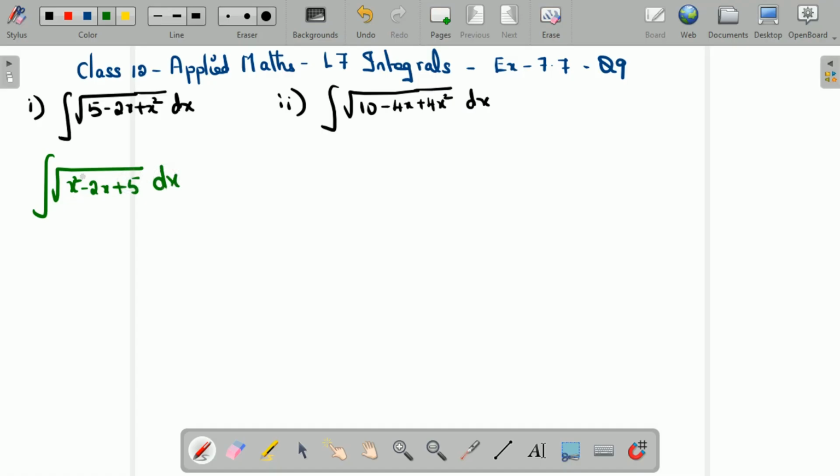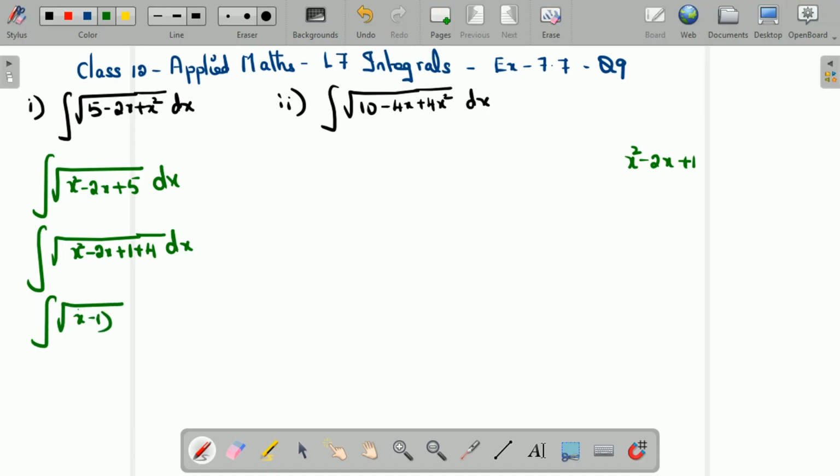So I'm going to finish this as a perfect square. So we know that x squared minus 2x means I need a plus 1 to be a perfect square. So I'm going to break this 5 as 1 plus 4. So this becomes integral root of x squared minus 2x plus 1 plus 4 dx. So I can replace this x squared minus 2x plus 1 as x minus 1 the whole square. So integral of x minus 1 the whole squared plus 4 can be written as 2 squared dx.